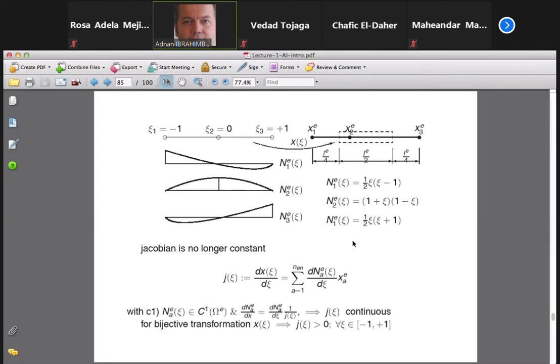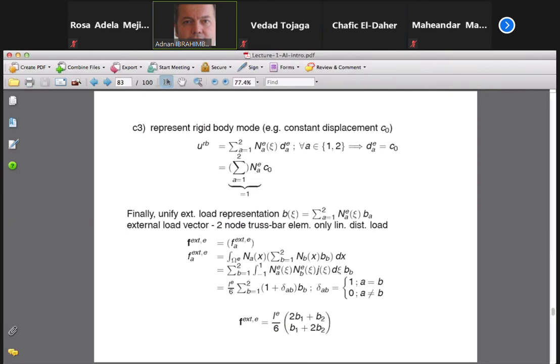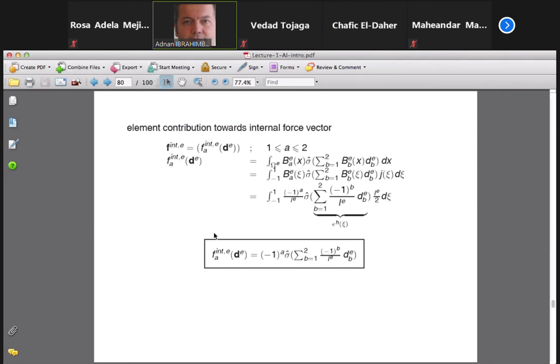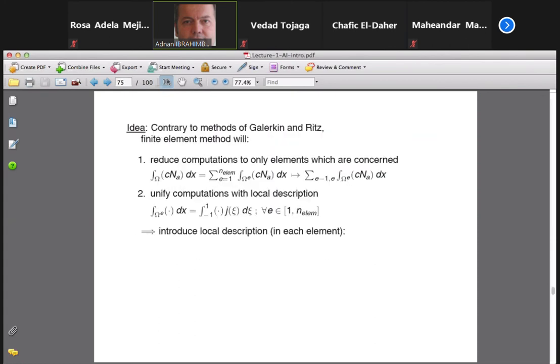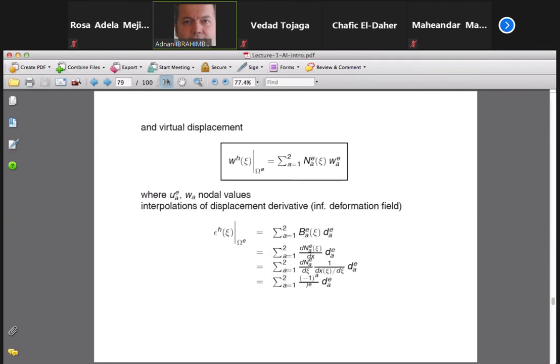So you have to have so-called bijection. That means for every point in this physical space, you have one and only one point in the natural coordinate space. Because don't forget, we did this transformation to natural coordinates because we wanted to have a faster computation, in a way that allowed us to unify the computation of all these integrals that lead to tangent stiffness, external load vector, and so on and so forth. So these are kind of things that we needed.